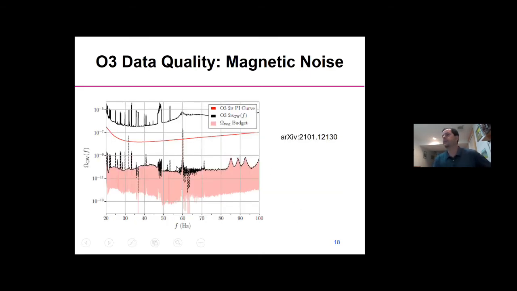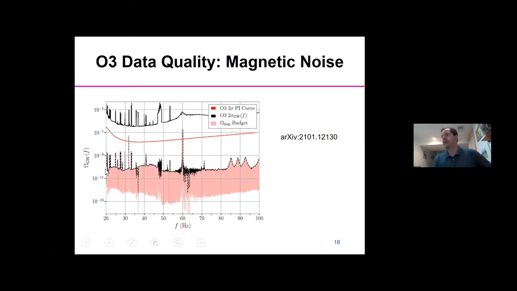So this is the latest result. This comes from O3. Several curves here are shown. The black solid curve at the very top is the sigma of f. So this is our calculation of the experimental uncertainty on the estimator Y as a function of frequency, and it's actually shown at the 2 sigma level.